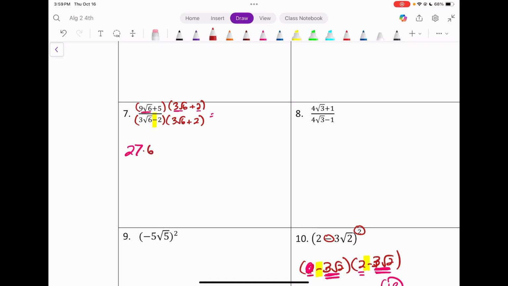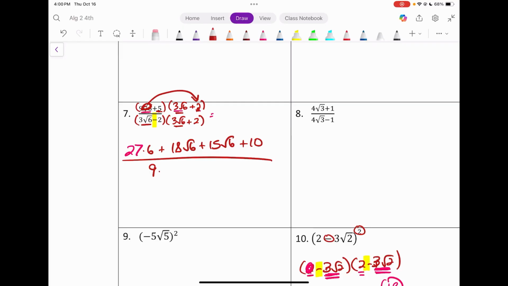9 root 6 times 2 would be, multiply the things that are alike. 9 times 2 is 18. Leave the root 6 alone. You're done with a 9 root 6. 5 times 3 root 6. 5 times 3 is 15. Leave the root 6 alone. 5 times 2 gives you 10. So there's your top. On bottom, 3 root 6 times 3 root 6 is 9.